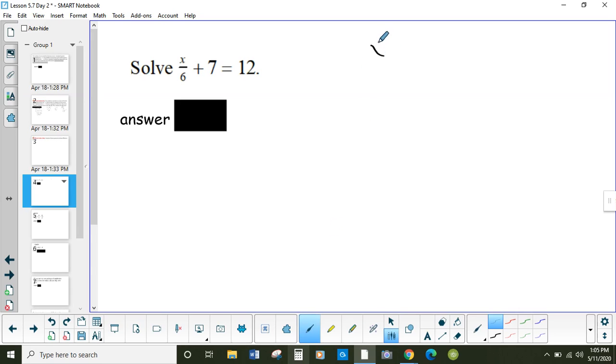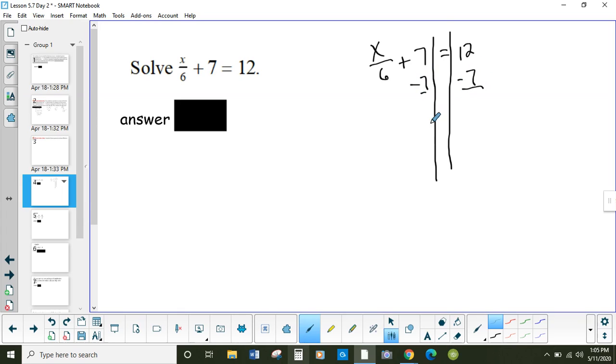Let's try this problem. So we have a variable on top of a fraction, as a numerator. And we have to find the missing value for the variable to make this true. In other words, we work farthest away from the variable first.